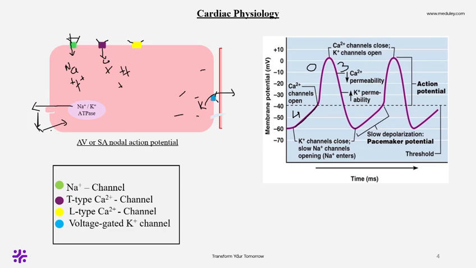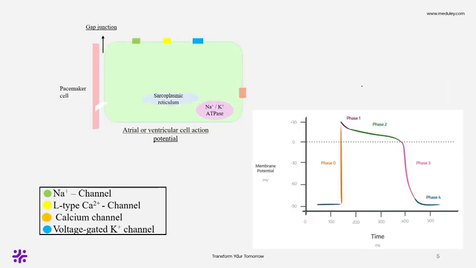So I hope you understood this process. What is happening here is, when the sodium channel is opening, that is phase 4, and when calcium channels open, that is phase 0, where the actual depolarization happens, and when potassium channels open, that is phase 3. Now the next. Here we have an atrial or ventricular cell, and in this we're going to see the atrial and ventricular cell action potential.